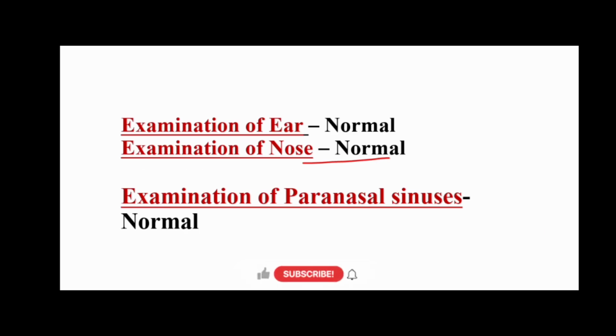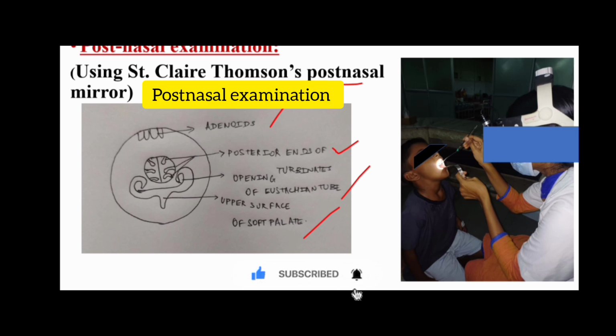And coming to examination of the other parts, ear, nose, paranasal sinus. These 3 are normal in this patient. And coming to postnasal examination using the Stenclair-Thompson postnasal mirror. In the postnasal mirror, we can easily see the adenoid, posterior ends of the turbinate, opening of the eustachian tube, and upper surface of the soft palate.